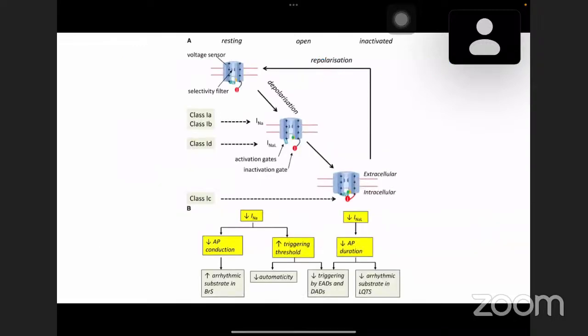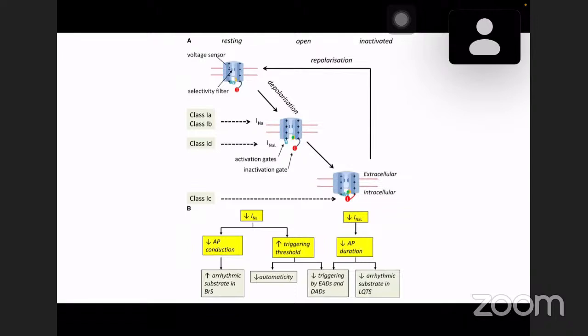So as we see, this is the diagram where we can see only class 1. This is class 1, and as you can see here, all are sodium channels. In these sodium channels, class 1A and class 1B are causing depolarization, and this depolarization is leading to opening of sodium channels. Class 1C is acting at the intracellular level, and it's closing the sodium channels.